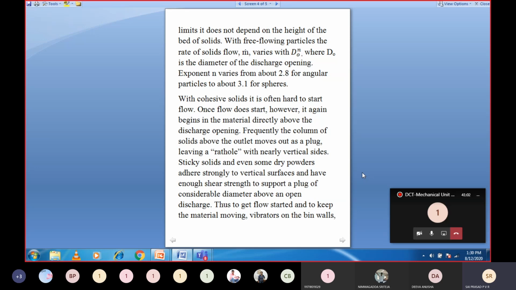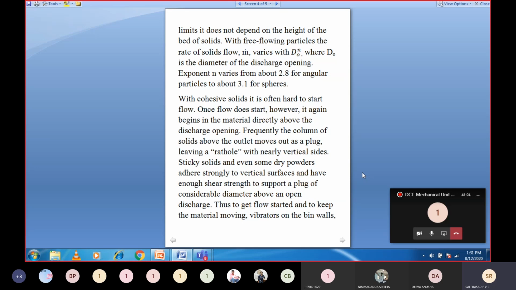Now, with cohesive solids, that is very important. These are solids which have a tendency to stick to one another. Here we have one more difficulty called a rat hole. Let us see what a rat hole is. Cohesive solids are those solids having a tendency of sticking to one another. These solids not only stick to one another, but they also stick to the container surface. That is also very important.